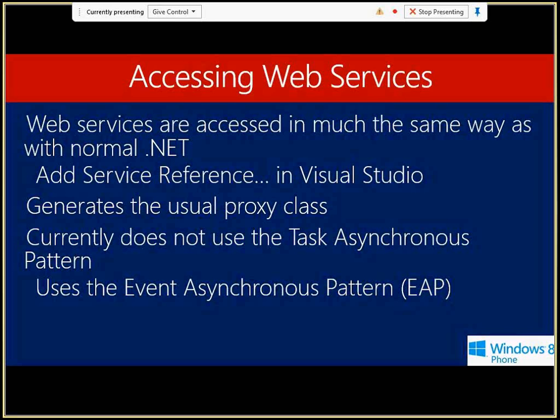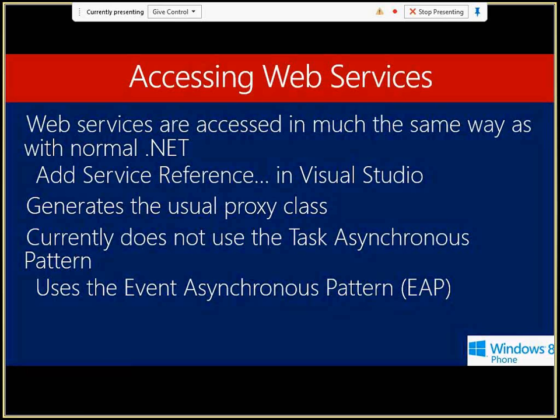Currently, it's implemented using something known as the Event Asynchronous Pattern, EAP, which is a very common pattern in .NET. That means I'm going to need to register for an event, then make the asynchronous call, and the event will get called when the asynchronous call returns. It currently doesn't use the Task Asynchronous Pattern, the new pattern that uses the Task class and the await and async keywords.